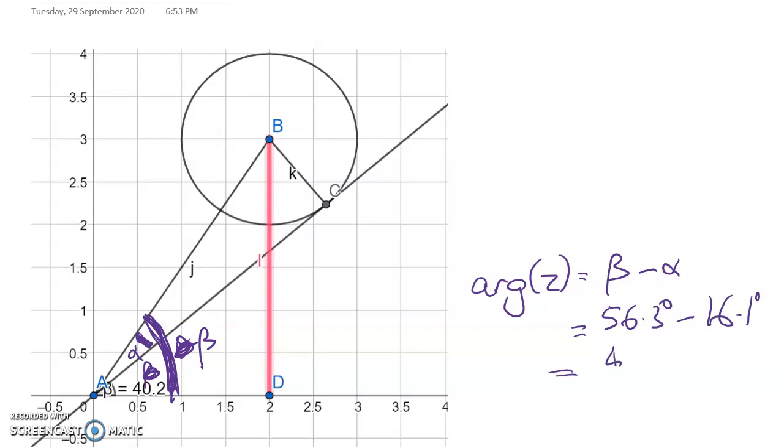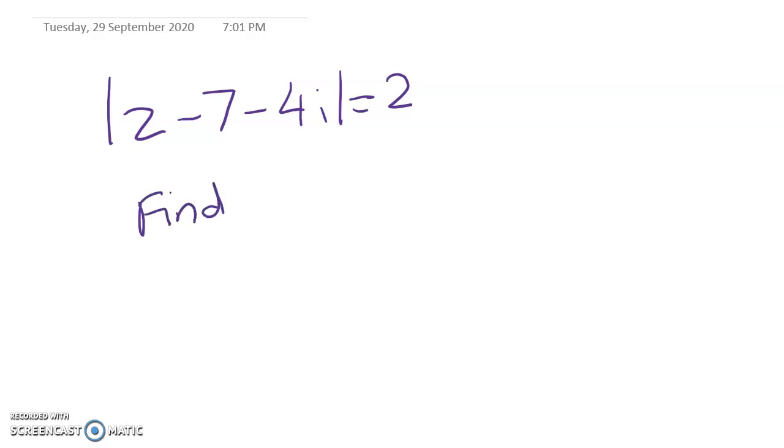minus 16.1 degrees, and that gives me my final answer of 40.2 degrees. Okay, so it's actually a really simple problem, but you've got to see the geometry. So here's one more for you to practice. Let's do the same thing. So we've got this locus of points, z minus 7 minus 4i is equal to 2. And I want you to find the least value of arg z.